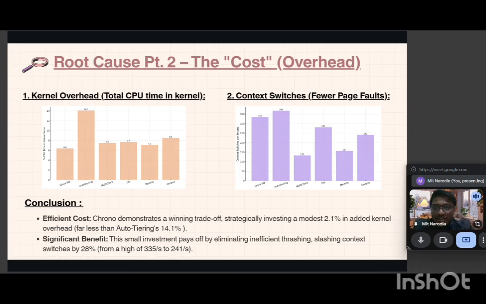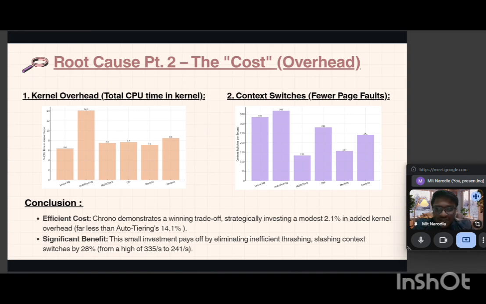Okay, but what is the cost of all this performance? Nothing is free. So this is the explanation. The performance equation is simple. You get a 77% FMAR, plus you have a very small overhead, plus you reduce bad decisions. And all this gives you around 2 to 3 times speedup. Let's look at the kernel overhead. This is CPU time used by the kernel. Auto tiering is very expensive, 14.1%. The Linux baseline is 6.4% and Chrono is only 8.5%. This means it only adds 2.1% extra overhead to get all these big achievements.